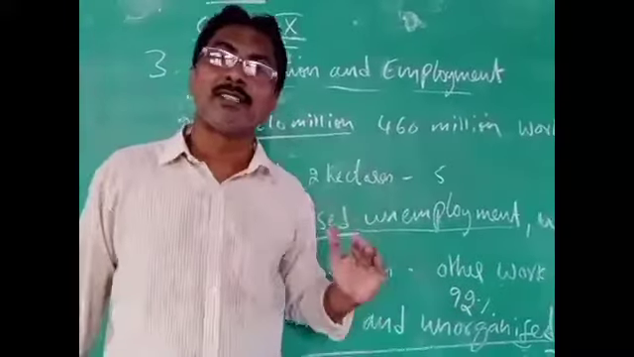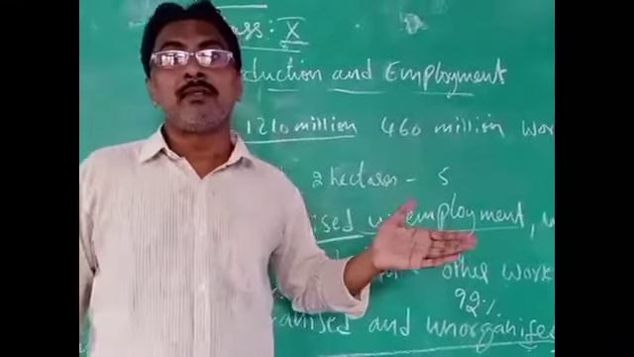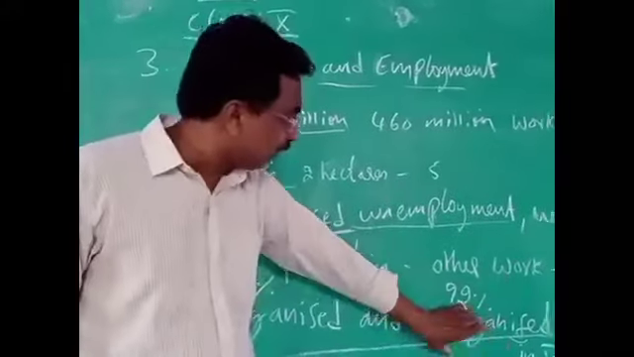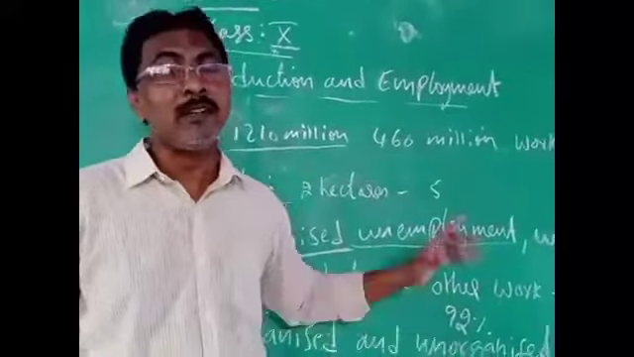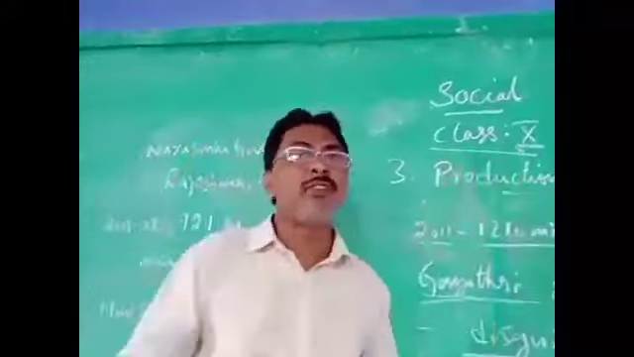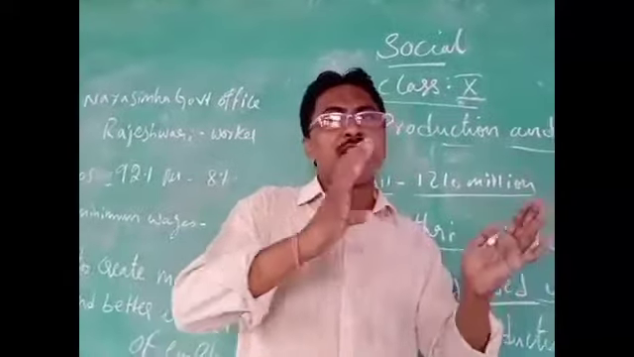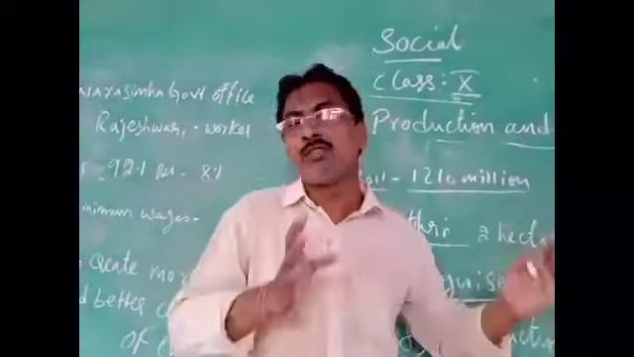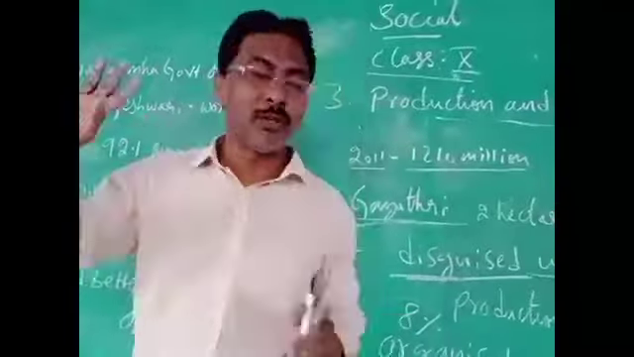What does that 92% unorganized sector mean? Who are they? Farmers, laborers, casual workers, everybody is unorganized. Our 92% is there. Keep in your mind, a question will come, 100%: differentiate between the organized sector and the unorganized sector. Now you have clarity. Organized means government employees. Unorganized means laborers, daily wage laborers. Okay, keep that in your mind.